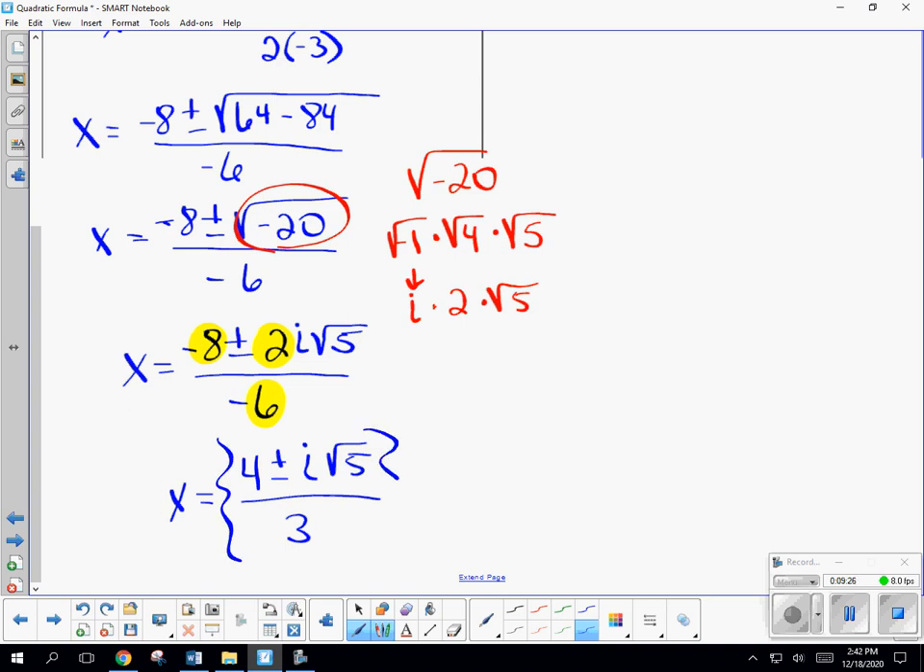This is our solution set. Our two answers come from this plus or minus right there. And it's going to be imaginary solutions because we have that i in our answer. Okay, that's it.